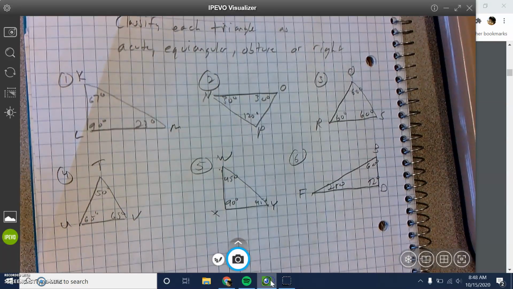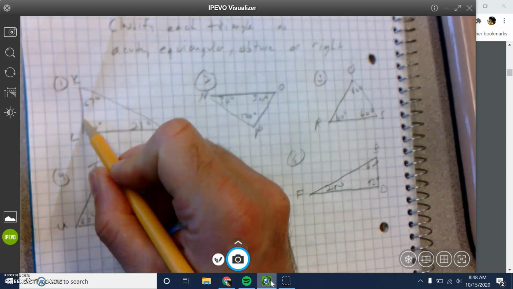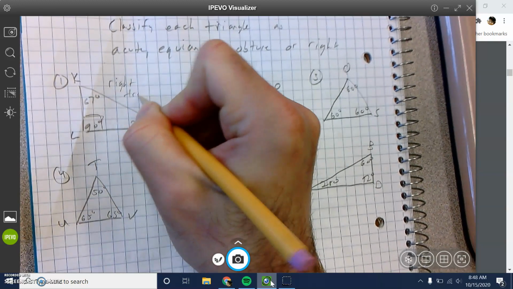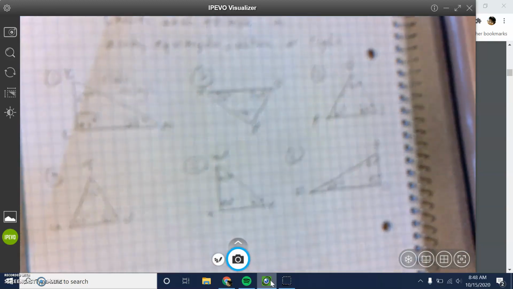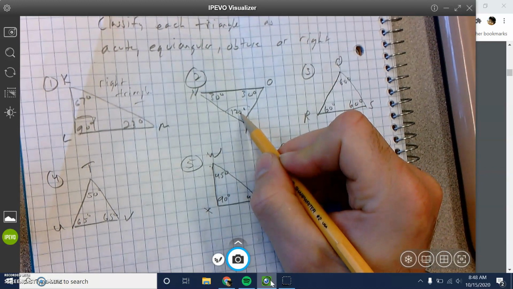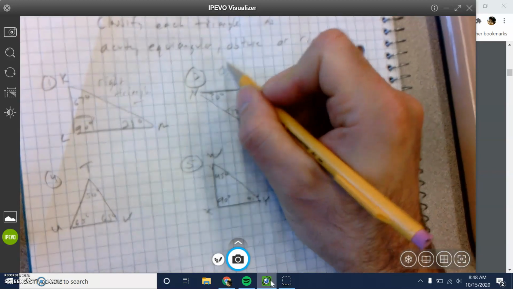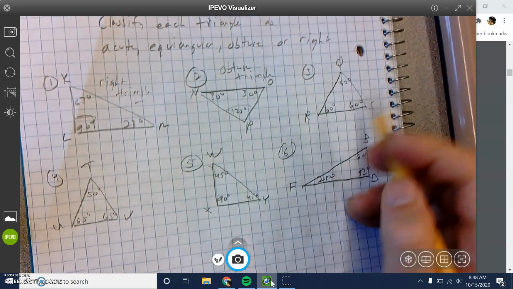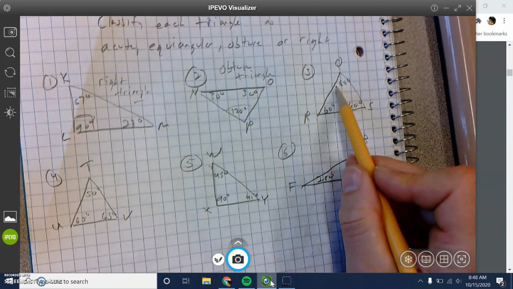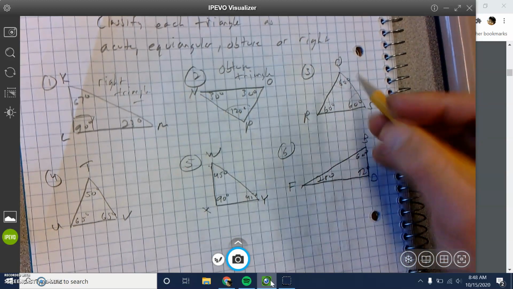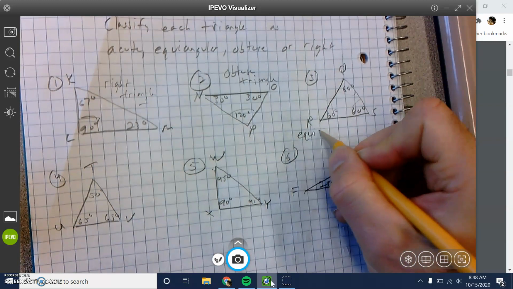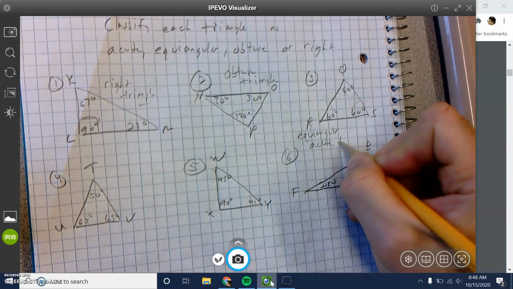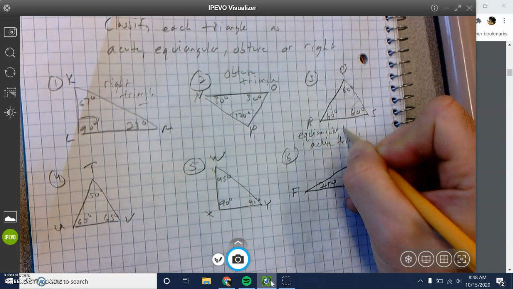All right, let's check it out. Let's see if you got them right. The first one has a right angle right there because 90 degrees. So number 1 is a right triangle. If you didn't get it right, fix it. This one has an obtuse angle between 90 and 180. So number 2 is an obtuse triangle because it has one obtuse angle in it. 60, 60, 60. So that means all the angles are congruent. So this one is equiangular and acute. So 2 names for that one.